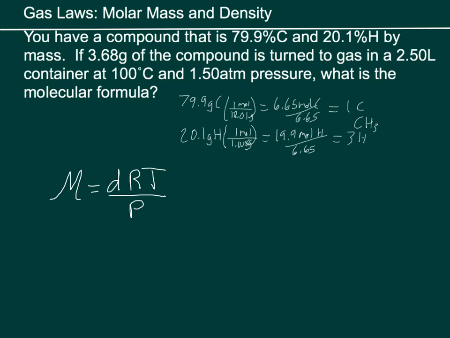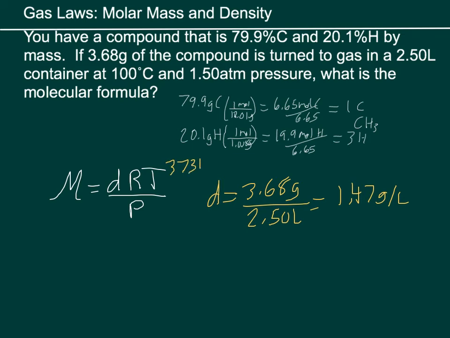So the first thing I'm going to find is the density. Okay, and the density is simply this mass. We're given 3.68 grams. And we're going to divide that by the volume, which we're given as 2.50 liters. That's going to come out to be 1.47 grams per liter. Okay, the temperature, again, 100 degrees Celsius needs to be turned into Kelvin. That will be 373 K.